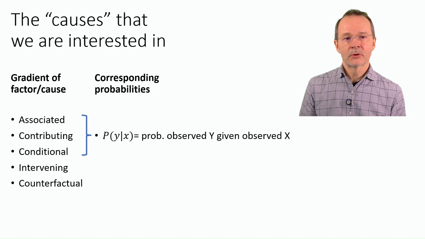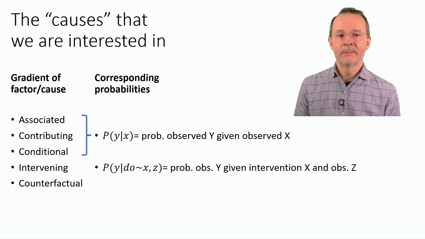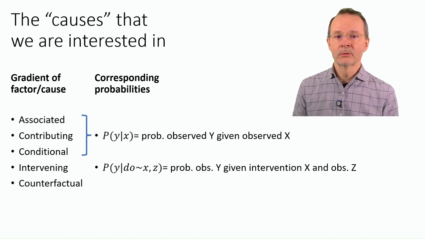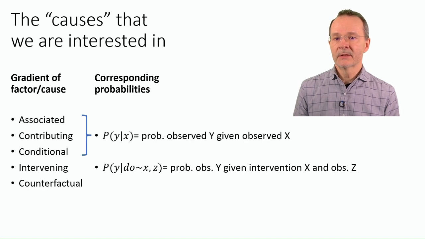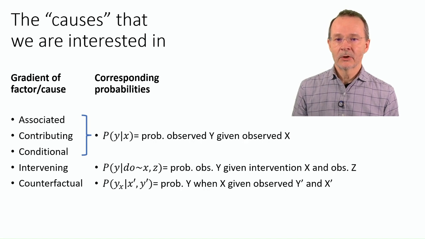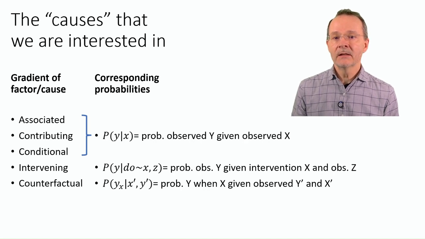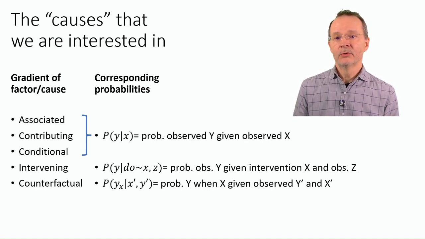The associated, contributing, or conditional causes are similarly estimated using conditional probabilities. Intervening cause is typically estimated through randomized clinical trials, RCT, or quasi-experimental designs. But according to Pearl, research models that estimate counterfactual cause are the highest possible level of causation. They estimate what would have been the outcome for each unit or cluster of units had the determinant been different for that unit or cluster of units.